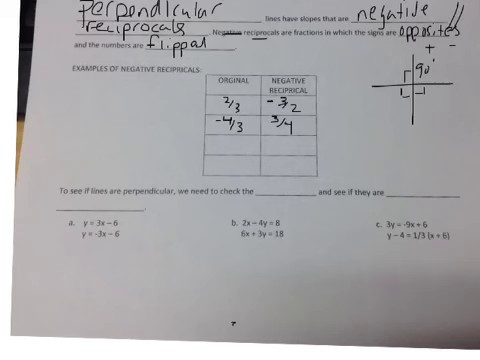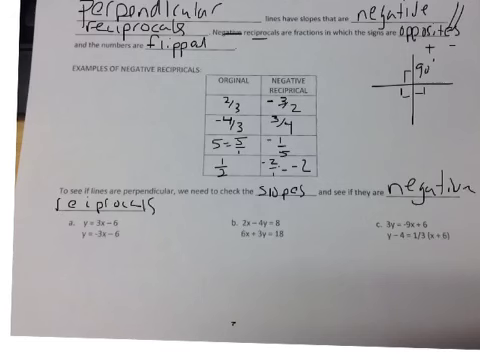It gets a little tricky when you have whole numbers. Like if I had 5, you have to think of that as 5/1. So when you flip it, it becomes 1/5, and it would be negative. And if we have 1/2, 1/2 would flip to be 2/1, make it negative, but that would be negative 2. To see if lines are perpendicular, we need to check the slopes again and see if they are negative reciprocals.